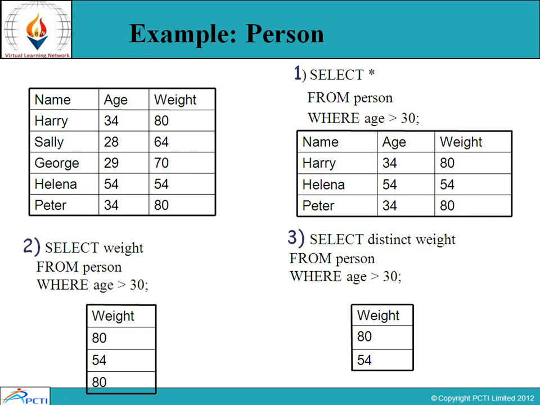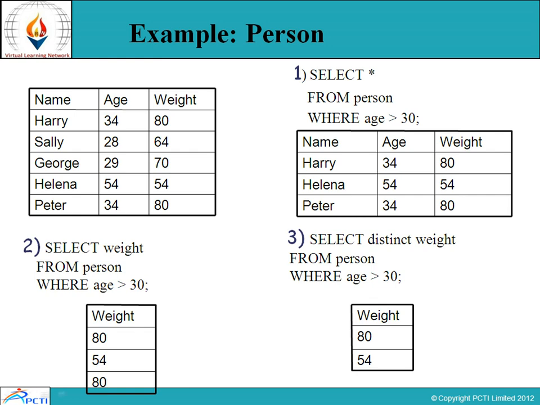Consider this example. This is a table in front of you where the data is inserted as name, age and weight. The first query we applied here is select star from table name person, and after that where age is greater than 30. So this query extracts all rows from the table person whose age is greater than 30. You are able to see here the age greater than 30.